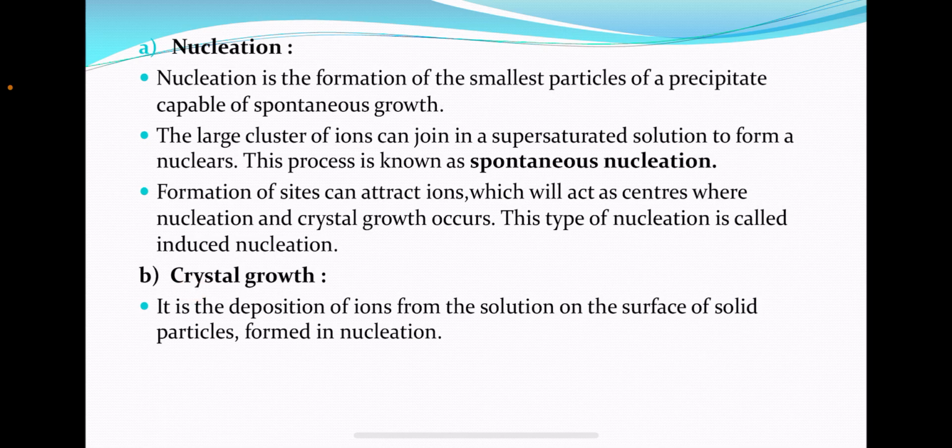The second step of the physical process is crystal growth, and it is the deposition of the ions from the solution on the surface of solid particles formed in nucleation. Crystal growth means that in the first step, when we add the sample to the precipitant, that is, when we add barium chloride dropwise to the sulfuric acid, nucleation takes place, and crystal growth is the deposition of ions from the solution on the surface of solid particles which are formed in nucleation.